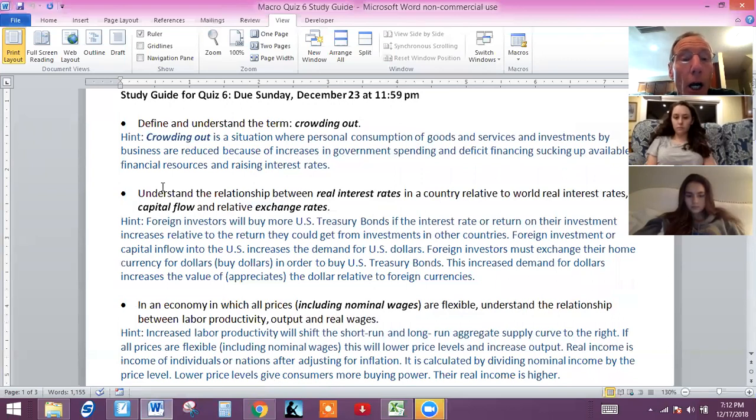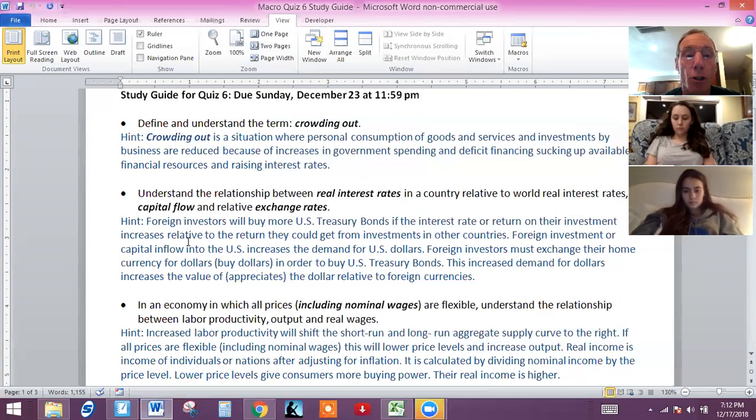let's see. Understand the relationship between real interest rates in a country relative to the world real interest rates, and capital flow and relative exchange rates. Okay, so when the interest rates in a country are higher, that's going to attract foreign investors.